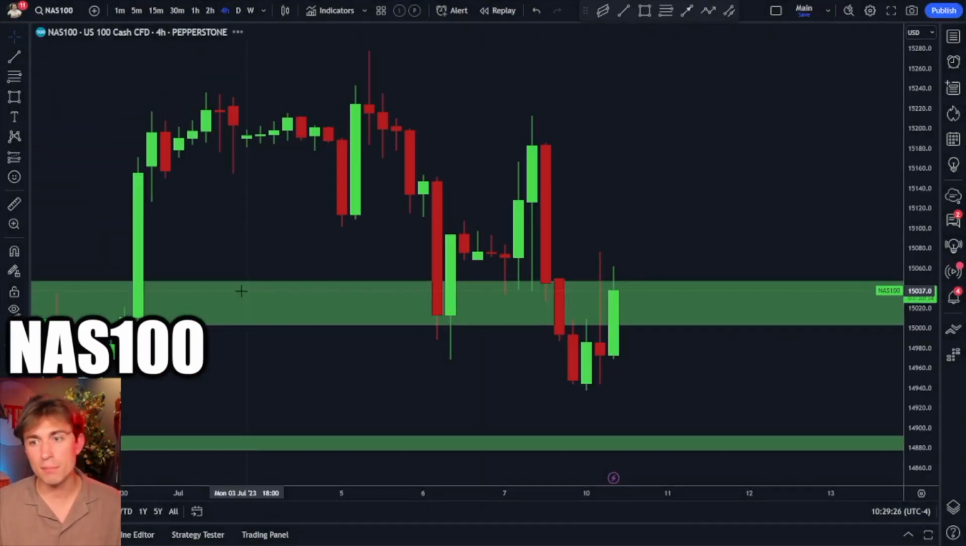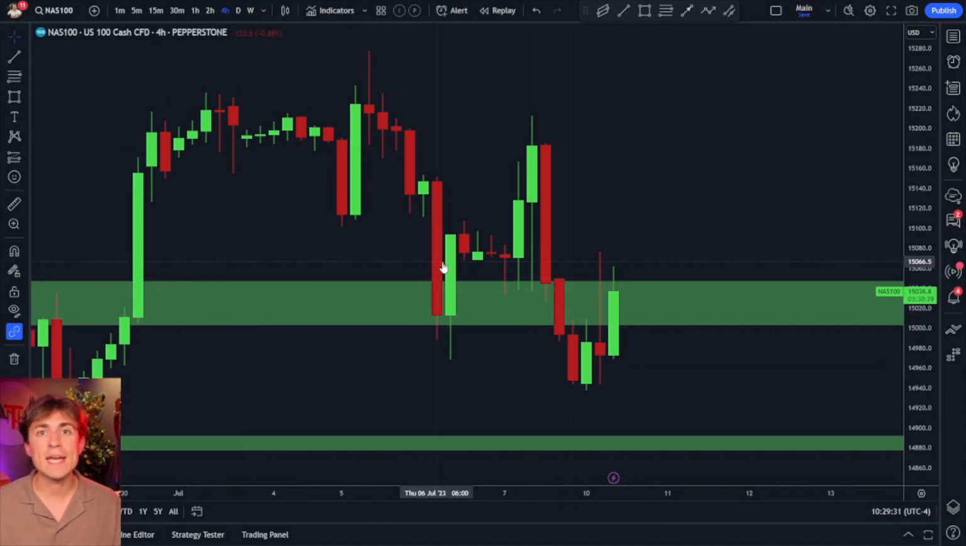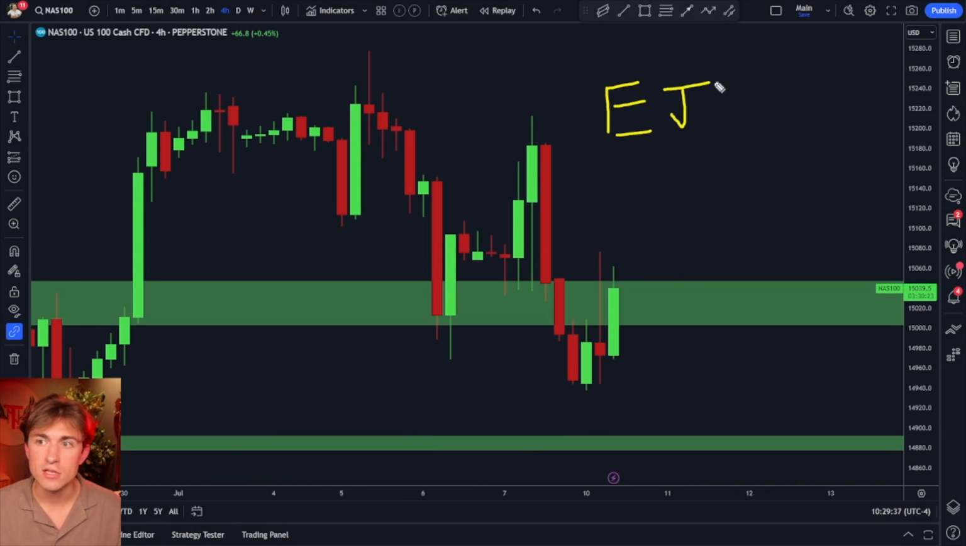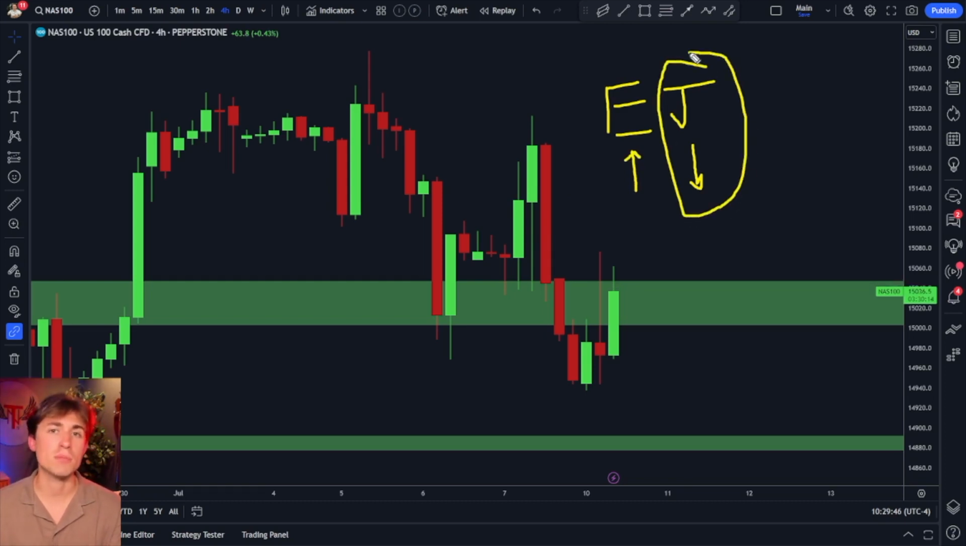If Euro Yen moves up, probably my Nasdaq trade will see some more appreciation as well, as the yen gets weaker. Let's recap. Remember, newer currency traders, look at this. JPY coming down, right? If the yen weakens, EJ would move up. If the yen weakens, it's probably global sentiment being positive because the yen is a safe haven.